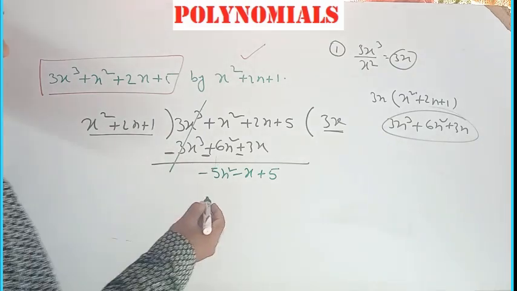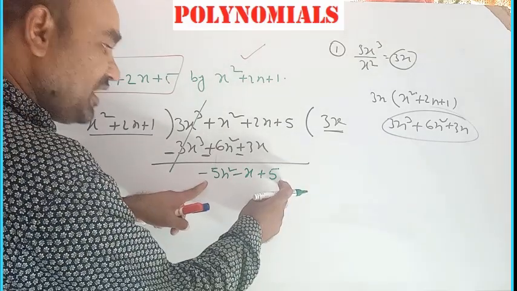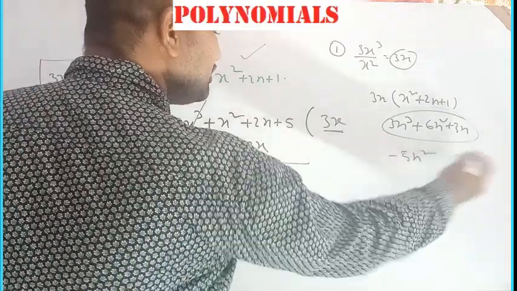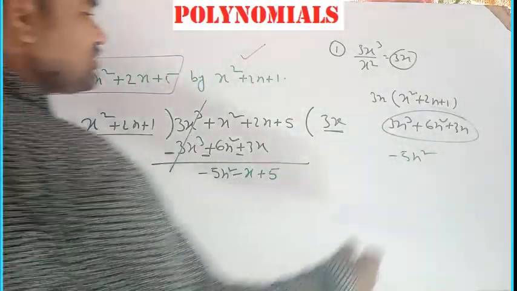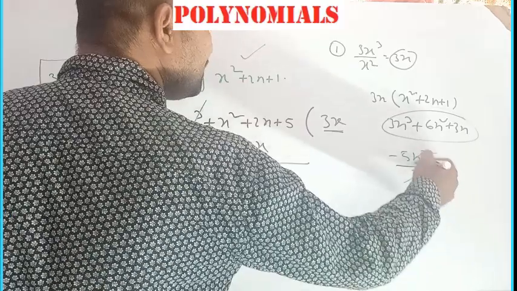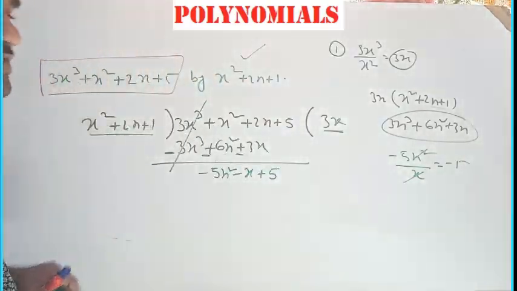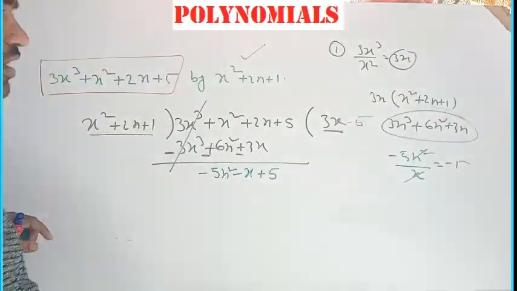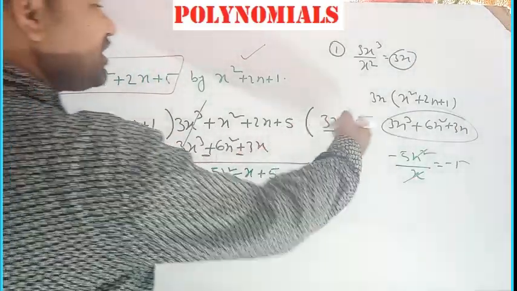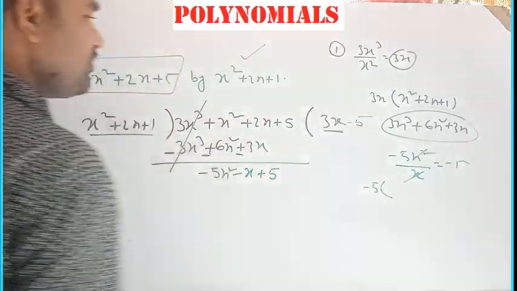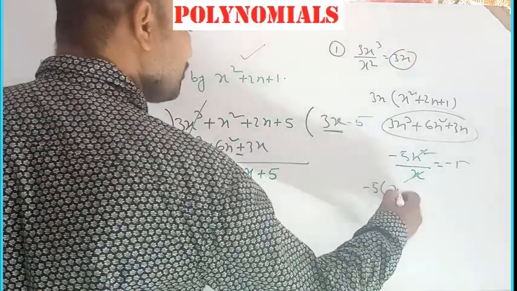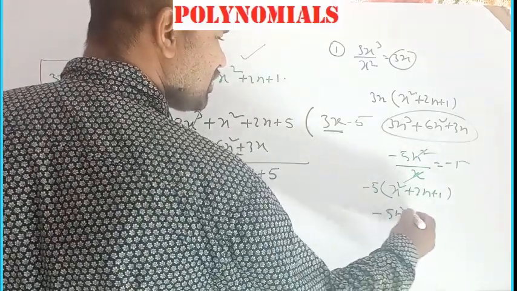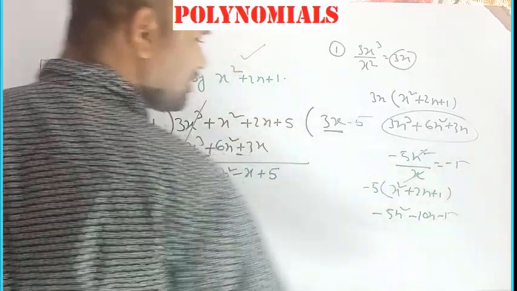Next. Now this becomes the new dividend, and this is the divisor. Take the first term of the new dividend, minus 5x square, and divide by the first term of the divisor. We get minus 5. That minus 5 is the second term of the quotient. Now the total divisor should be multiplied with that minus 5, the second term of the resulting quotient. Now I am multiplying: minus 5x square minus 10x minus 5.